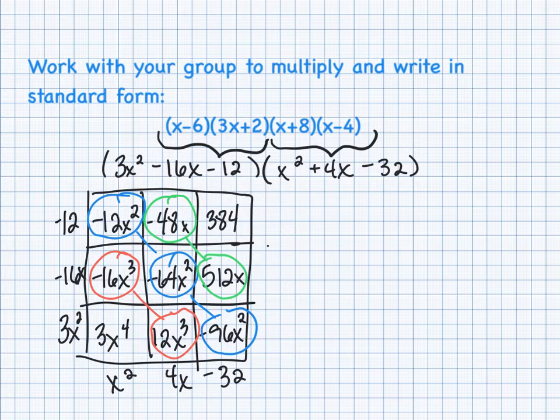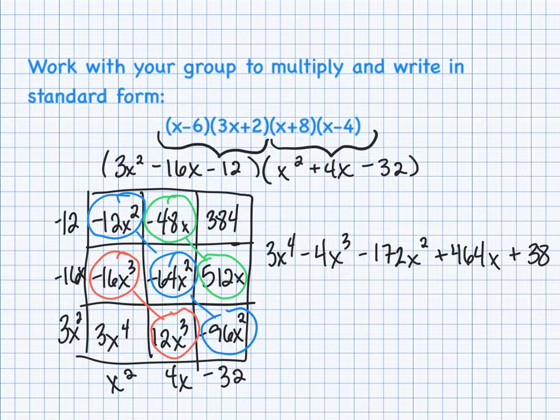Start with my highest exponent, so 3x to the 4th. Negative 16x to the 3rd plus 12x to the 3rd is negative 4x to the 3rd. Negative 12 plus negative 64 plus negative 96 is negative 172x squared. Negative 48x plus 512x is positive 464x. And then I just need to bring over that 384. And that's my standard form.